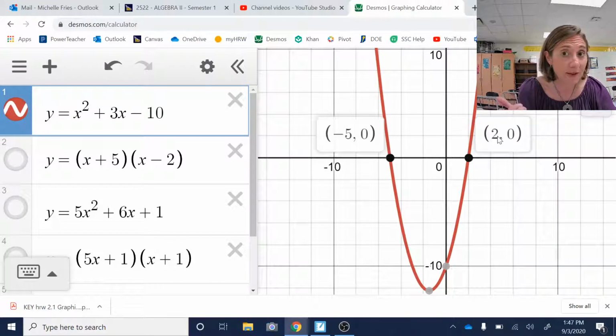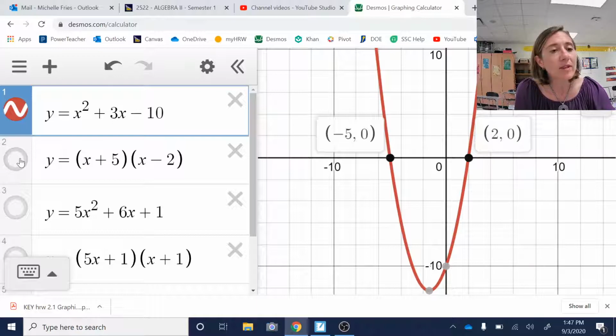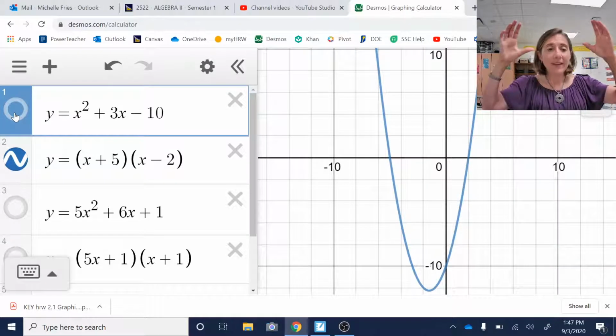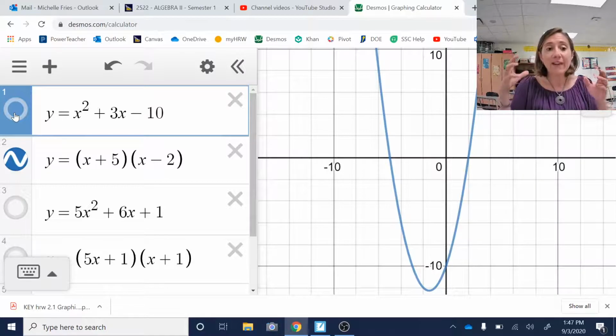Didn't we just find those by factoring? We did. So now I want you to see what I have graphed over here in line number 2. So I'm going to turn on this graph and turn off my red one for a minute. Look, red one, blue one, red one, blue one. It's the same parabola. The reason is that trinomial in factored form is x plus 5 times x minus 2. So those are equivalent expressions there. That's why the parabola is exactly the same.